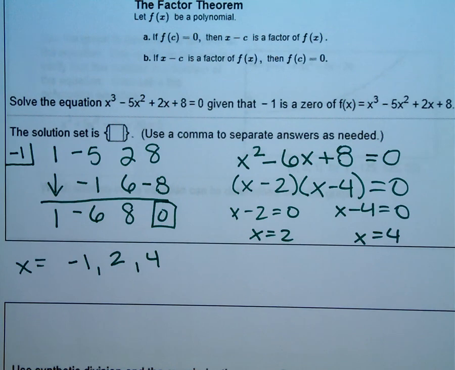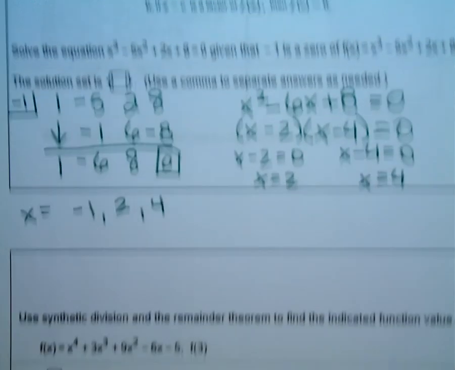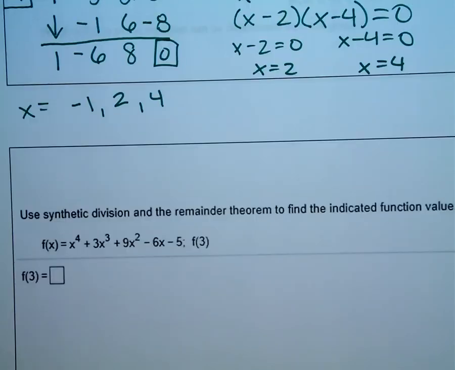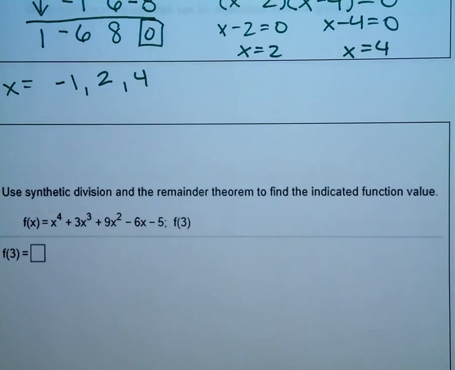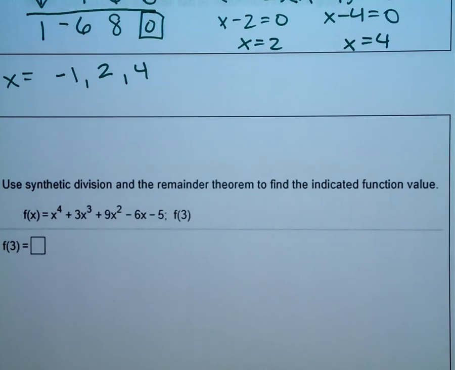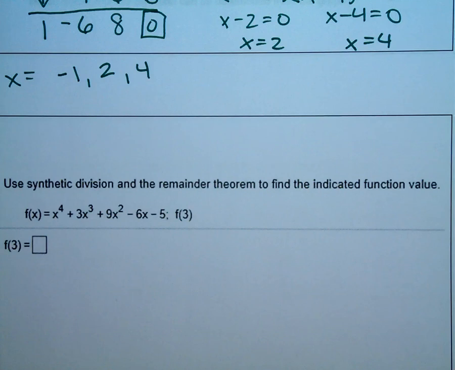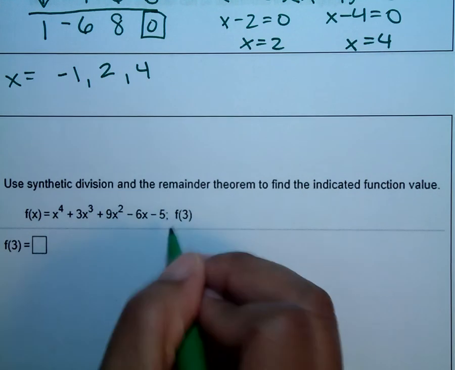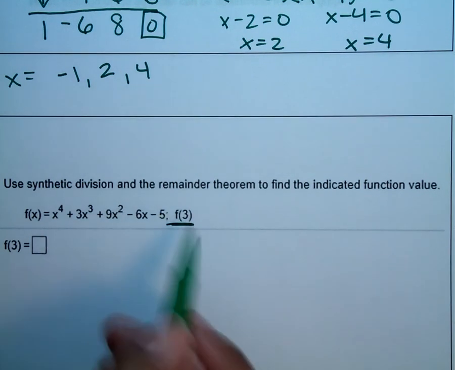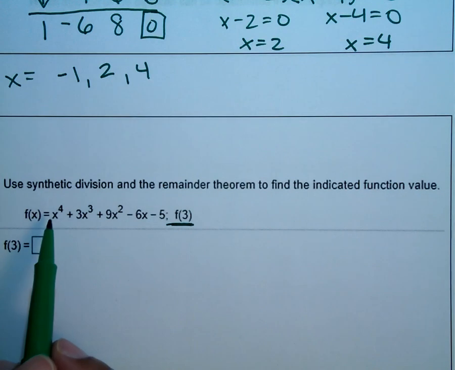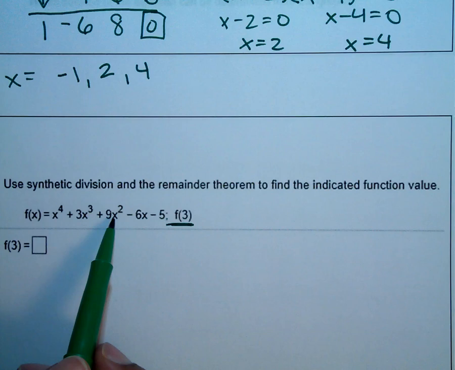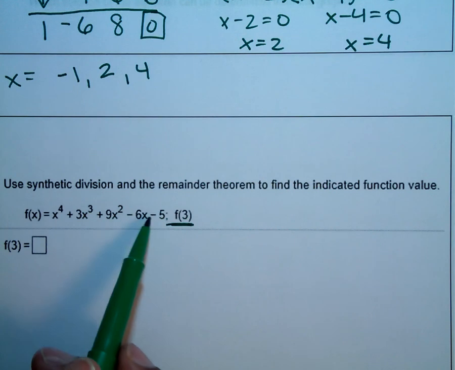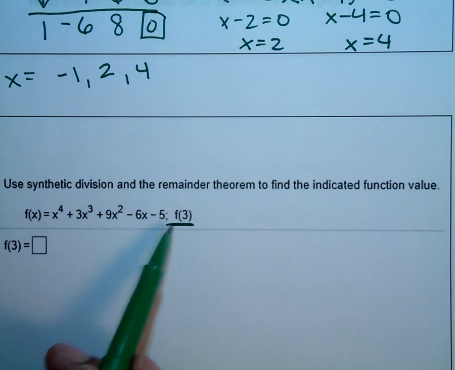Okay. So let's look at this one down here. It says use synthetic division and the remainder theorem to find the indicated function value. Okay, so we know from experience that this means I should plug a 3 in wherever there's an x. 3 to the 4th plus 3 times 3 to the 3rd plus 9 times 3 squared minus 6 times 3 minus 5. We know that's what that means.